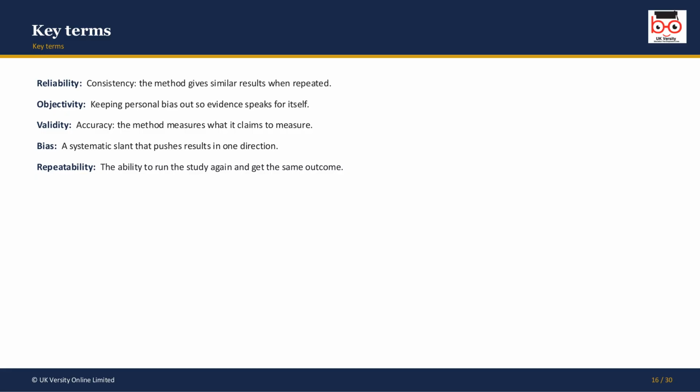Let's gather those terms together. Reliability is consistency, similar results when you repeat the method. Objectivity is keeping personal bias out so the evidence can speak for itself. Validity is accuracy, measuring what you claim to measure. Bias is a systematic slant that pushes results one way, and repeatability is simply being able to run the study again and get the same outcome.